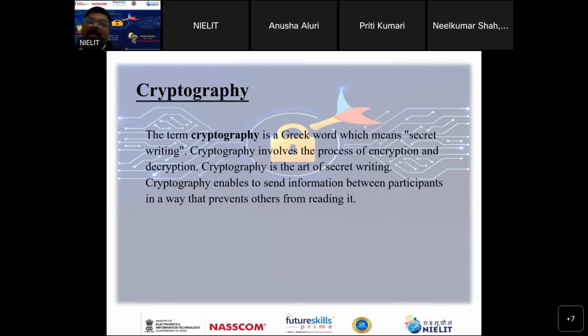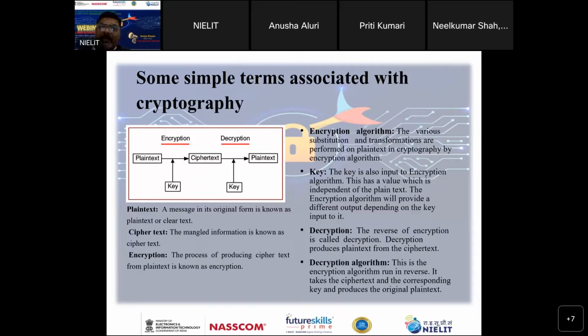Next is cryptography. It's a very common word. Actually, it is a Greek word which means secret writing, which is used to pass secret messages from one place to another place. So cryptography involves the process of encryption and decryption. It is the art of secret writing, which enables sending information between participants in a way that prevents others from reading it. The basic concept regarding cryptography is we have a plain text which we use to communicate with our partner. With the help of cryptography, we add some encrypted key to our plain text, which is known as encryption. In computer language, you can say that it is an encryption algorithm. The various substitutions and transformations are performed on plain text in cryptography by the encryption algorithm.